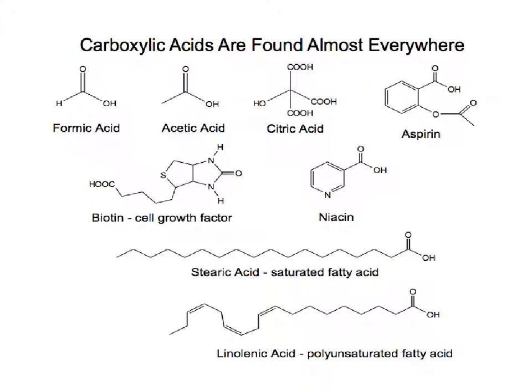Acids are found almost everywhere. The sting from an ant bite is from formic acid. The smell of vinegar is from acetic acid. The sour taste from lemons is from citric acid. And saturated fats and unsaturated fats are also acids.